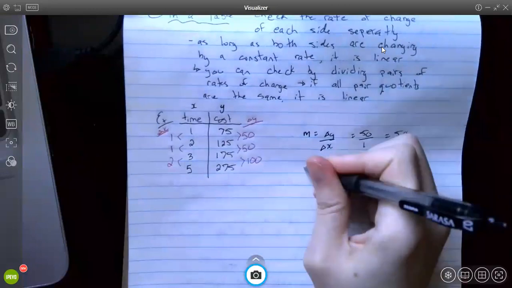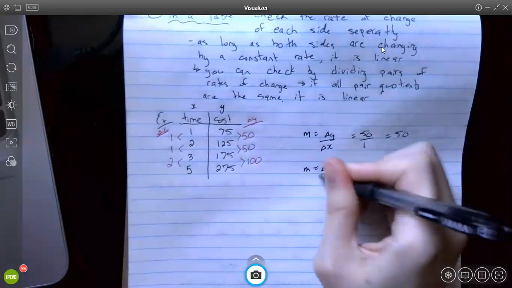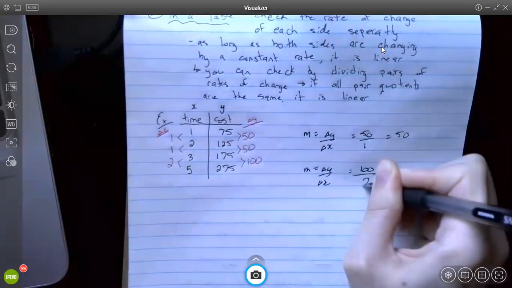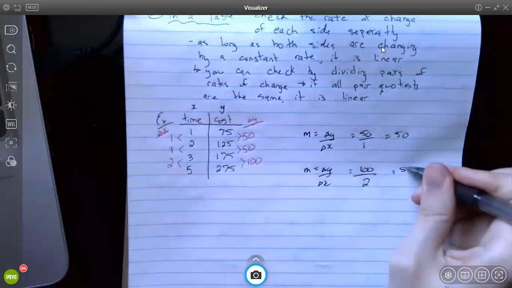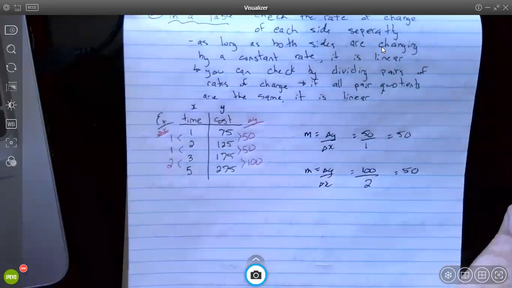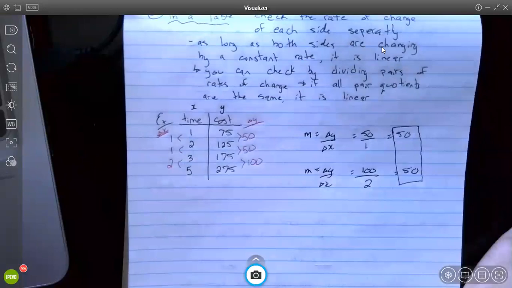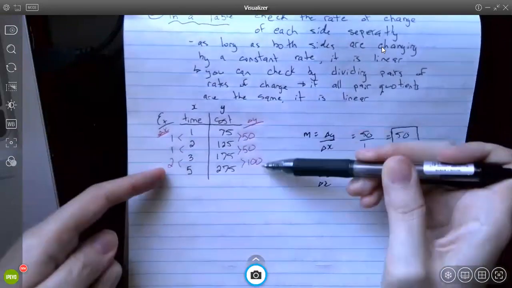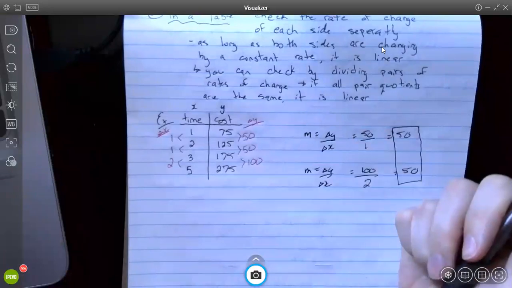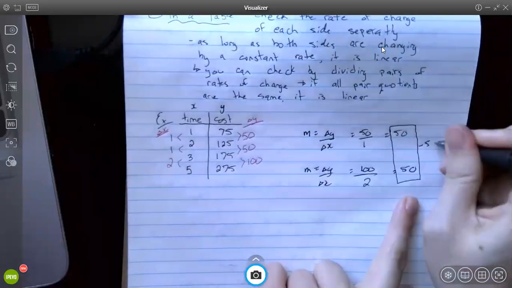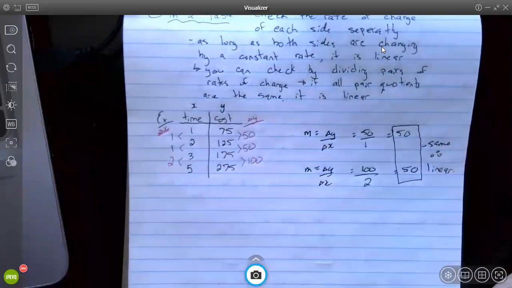This time, it's going to be 100 over 2. My delta Y divided by my delta X, and it's still 50. So because these are the same, my rates of change are the same no matter which pair of delta Y and delta X I use. They're the same, therefore this is linear.